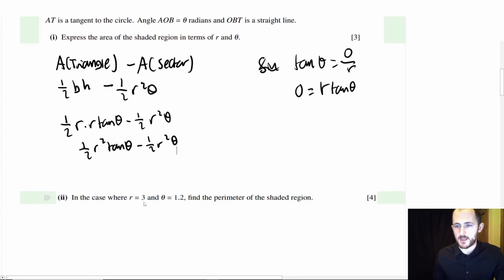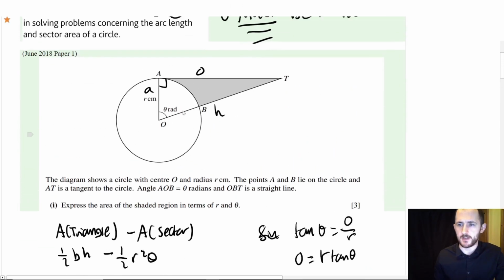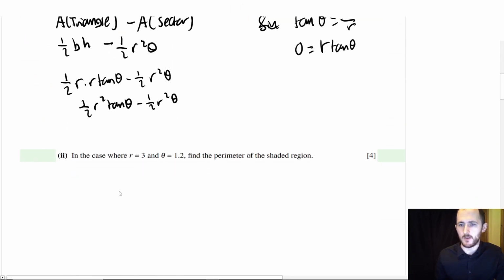So in the case where r is 3 and theta is 1.2, find the perimeter. Okay, so kind of duped us a bit. We're not going to be using this formula, but again, that's 3 marks, not too bad if you just think. Perimeter of the shaded region. Well, the shaded region is going to be this length, the opposite length, right? So let's actually write that out right now. Right, it's going to be r tan theta.